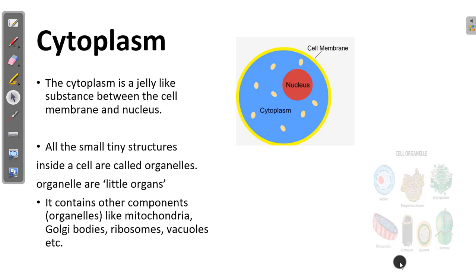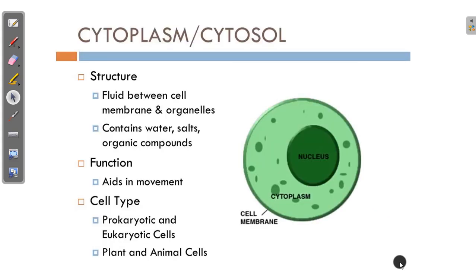Organelles, as I already discussed, are the tiny structures present inside the cell. Like we have organs, the cell has organelles. There are different organelles which we are going to study in detail. The first thing we are studying is cytoplasm, also called cytosol. So if you come across the word cytosol, don't get confused, because cytosol is another name for cytoplasm. What is its structure? It is fluid, liquid in nature. Where is it present? Between the cell membrane and the organelles. What is it made up of? Water, salts and organic compounds.